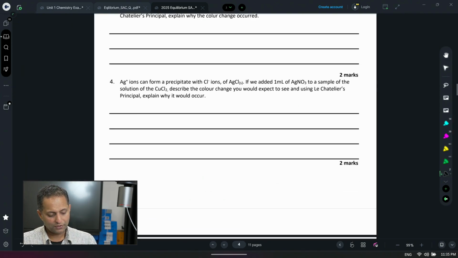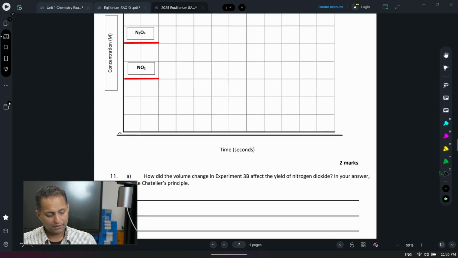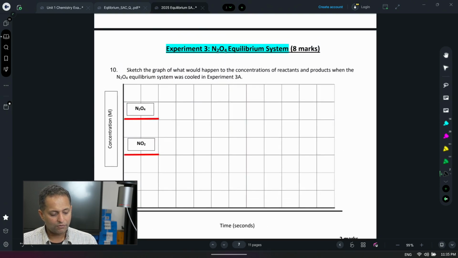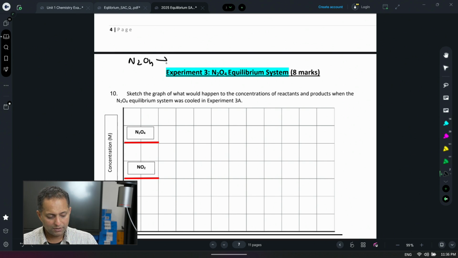Now, the first question is: sketch the graph. What would happen to the concentration of the reactant and product when the N2O4 equilibrium system was cooled? Cooled. When it is cooled, the system will partially oppose the change by trying to increase the temperature. It is better we write down the given equilibrium system, because otherwise you don't know what you are doing here.